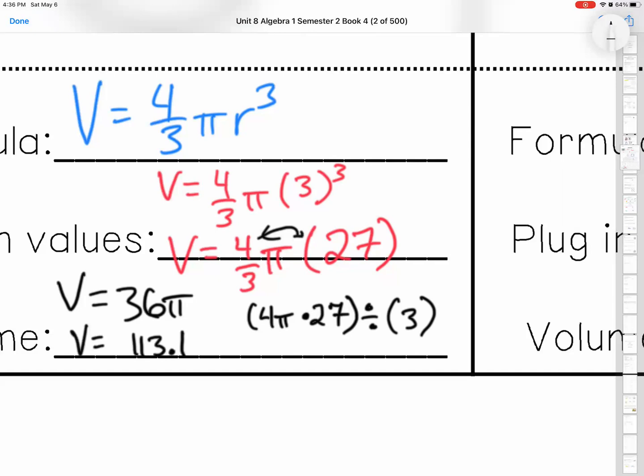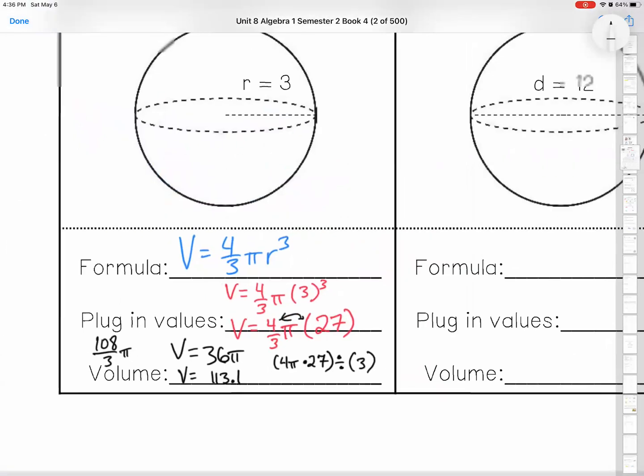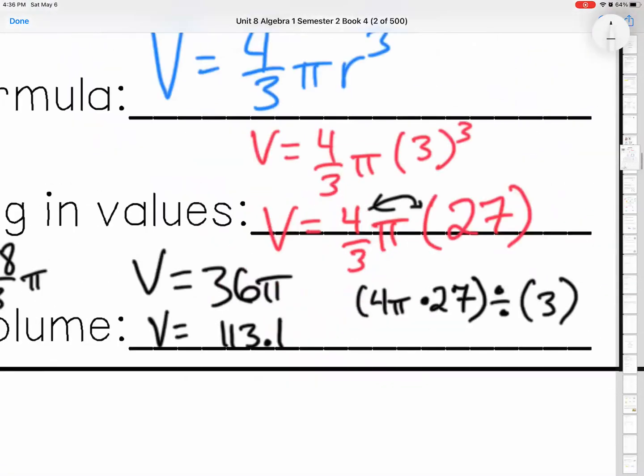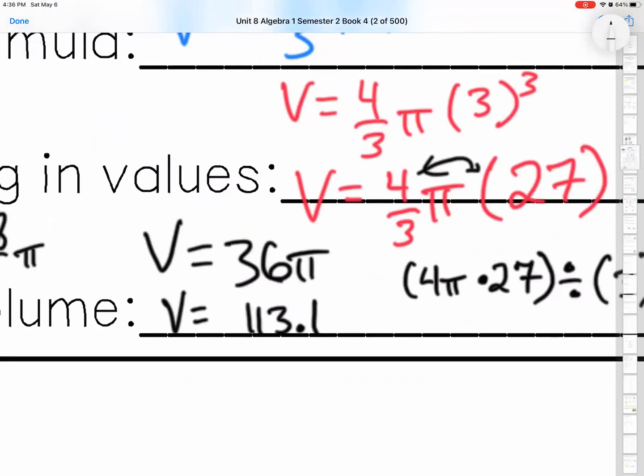Okay. But again, parentheses are very massive. Okay. Now on this one, we don't actually have a unit, so we're just going to keep it as that. All right. Let's go ahead and see another one together.